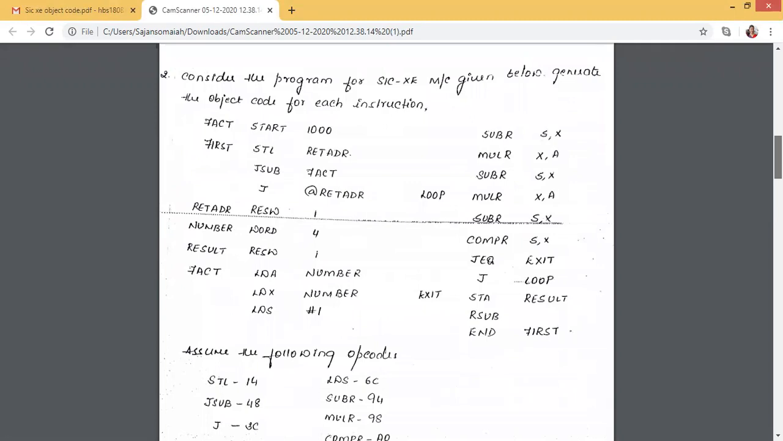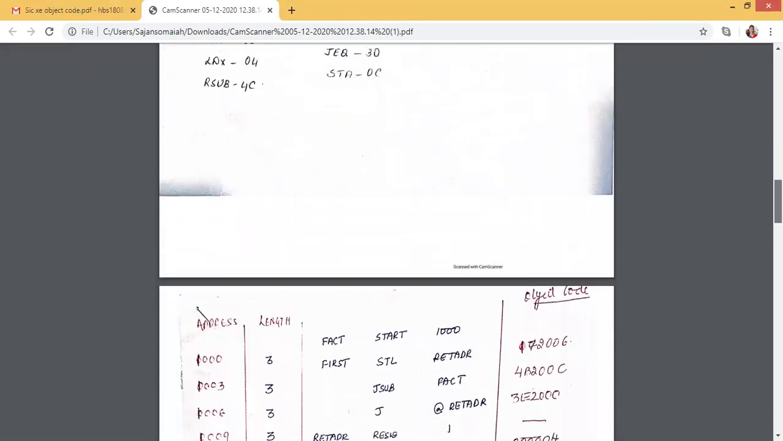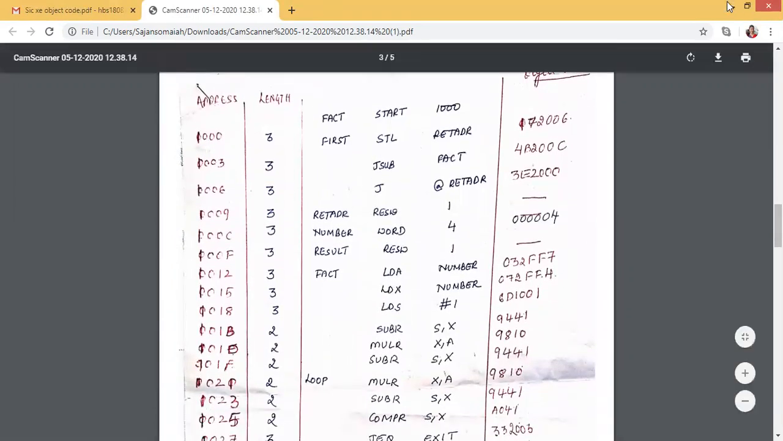So the assembly code along with the opcodes will be given to you. Your task is, from this particular page, this is what your solution should look like. Now let me start. Whatever I have written here, I have written it all over again, so you also need to write it all over again, because that is how the flow is. If you remember, we have two passes, pass 1 and pass 2.